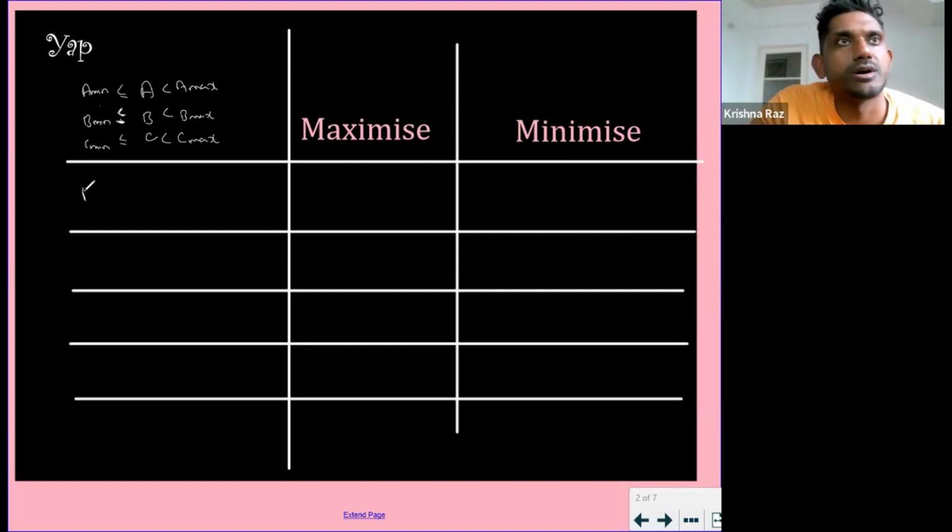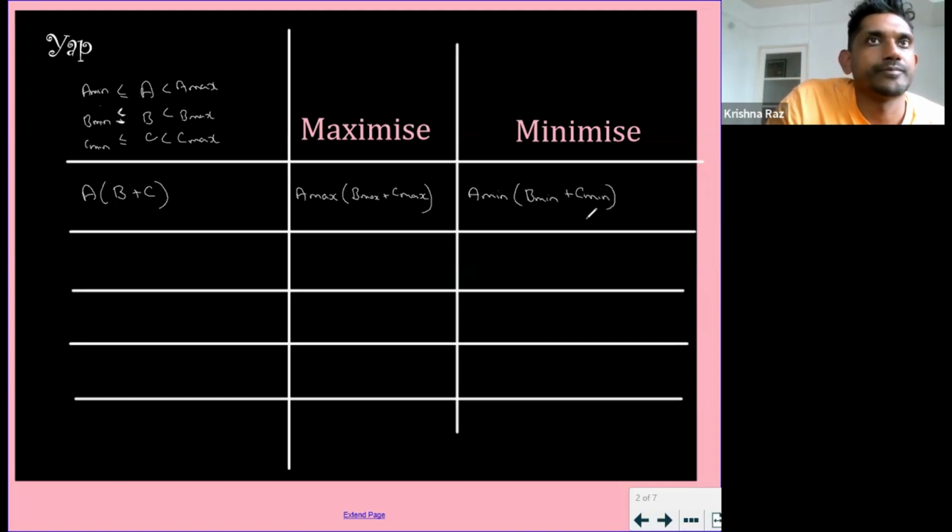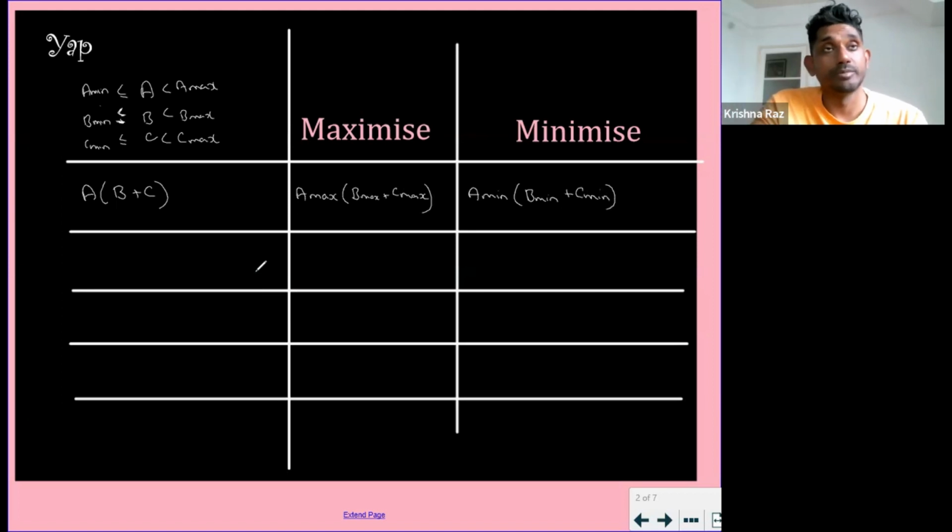So the first one I'm going to start with is if we were looking to maximize and minimize something straightforward like A times B plus C. Well, to maximize that, I think we'd all see that we need the biggest A times the biggest B plus the biggest C. And likewise to minimize it, we'd need A min times B min plus C min. So hopefully you know what I'm on about now.